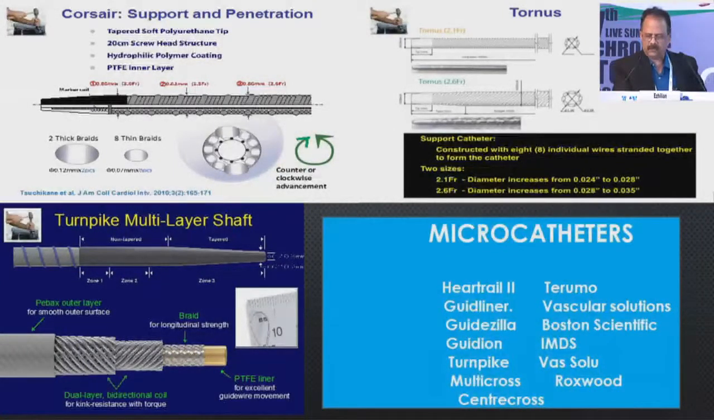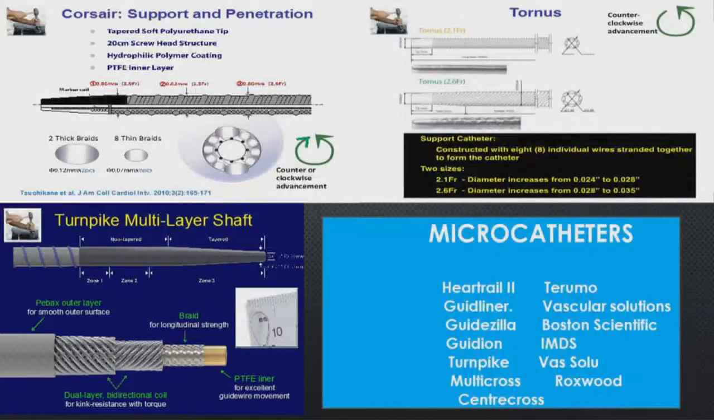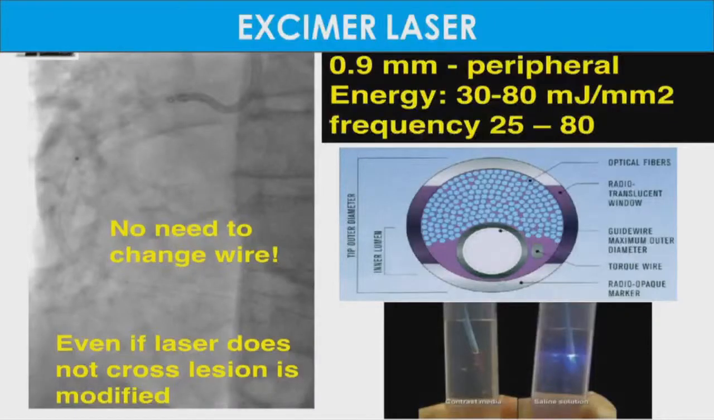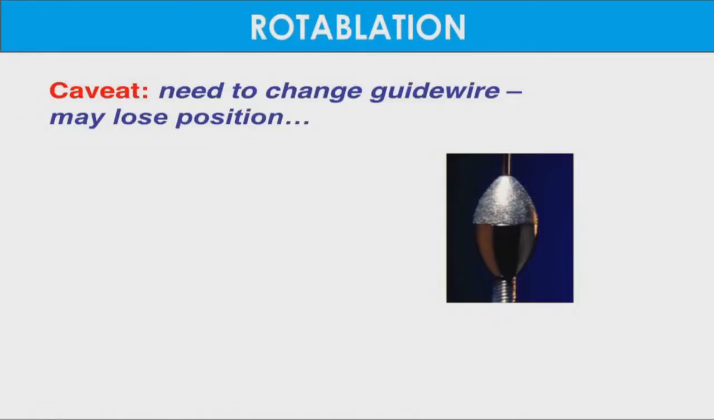Microcatheters, we have the following microcatheters. Previous speakers have already alluded to them, and among these, I think Tornus has the highest penetrative power to go into the lesion which is not crossable by a balloon. Of course, EXCIMER laser, in centers where they have it, a 0.9 mm laser can be used with the wire crossed in. Rotablation, the caveat here is you need to change the guide wire.